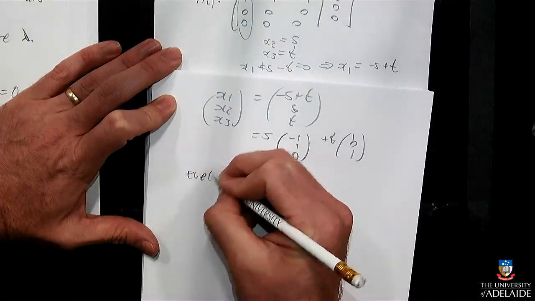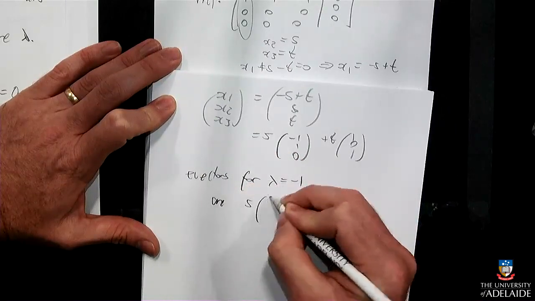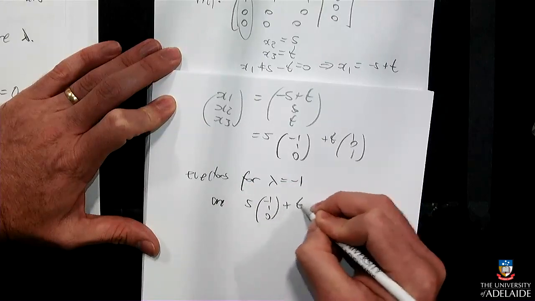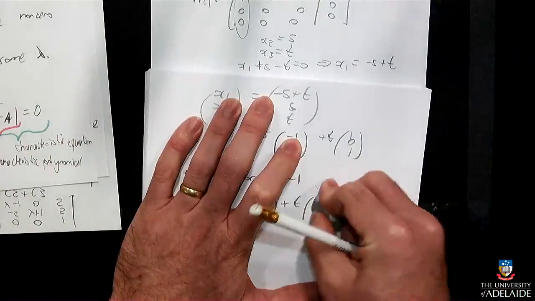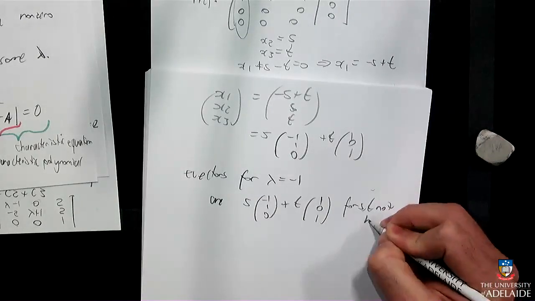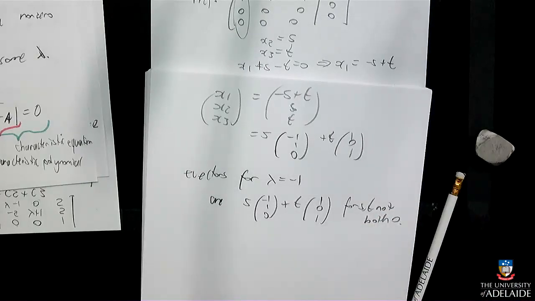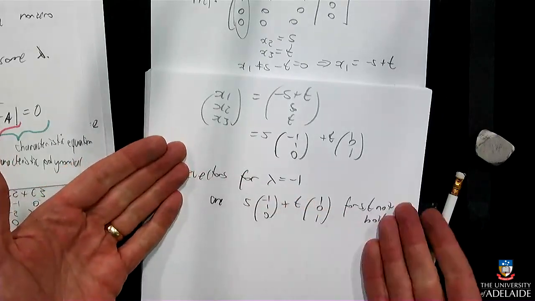So the eigenvectors for lambda equals -1 are s times (-1, 1, 0) plus t times (1, 0, 1), for s and t not both 0. Because technically you're not allowed to have 0 as the answer. An eigenvector is not allowed to be the 0 vector, and if s and t are both 0, then it's the 0 vector, so it's not an eigenvector. There you go. So I've asked you what are the eigenvectors. This is your answer.